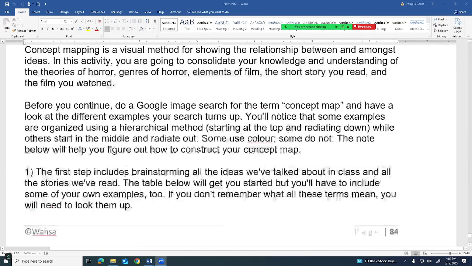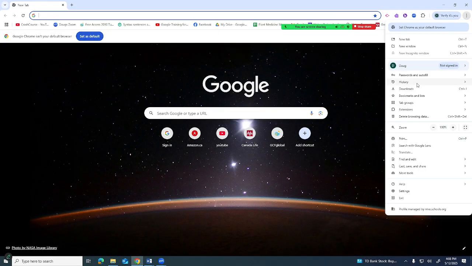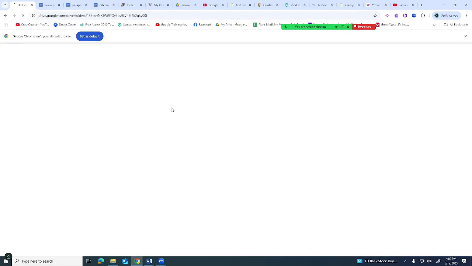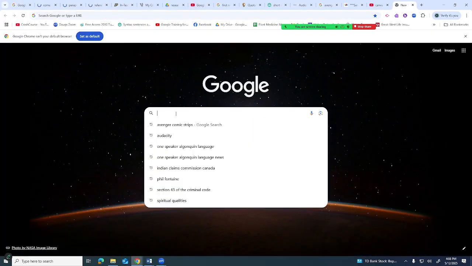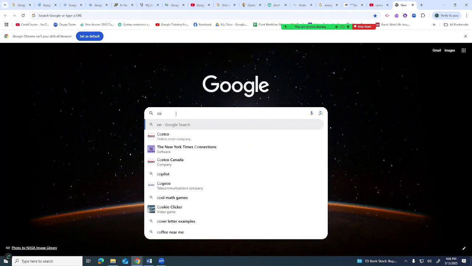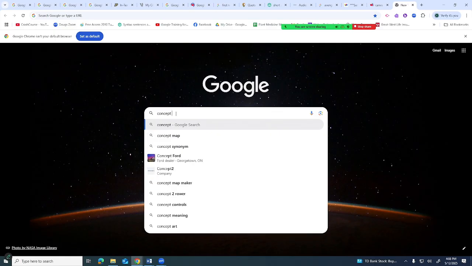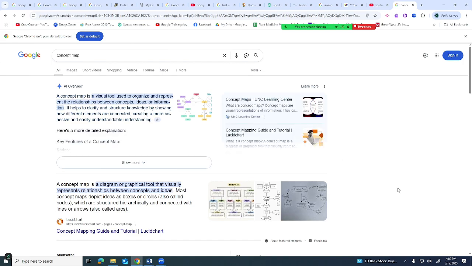So we'll just quickly go and take a look at examples of concept maps. All right, okay, let's just bring up our history here. I like to restore the whole window even though we're not going to be looking at it. And so we'll do concept map right here. All right, and we're going to look at the images because that will have more examples.